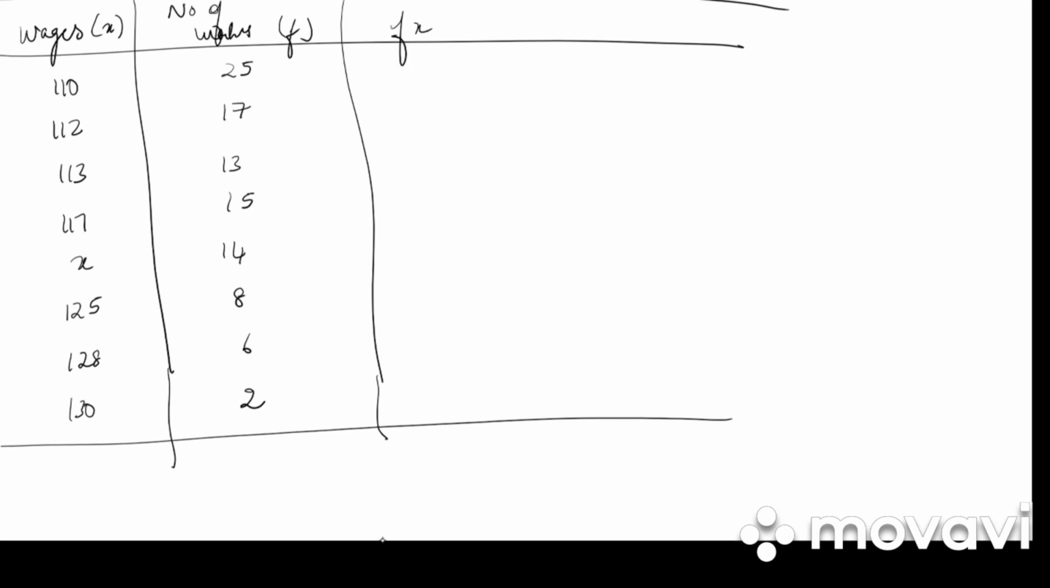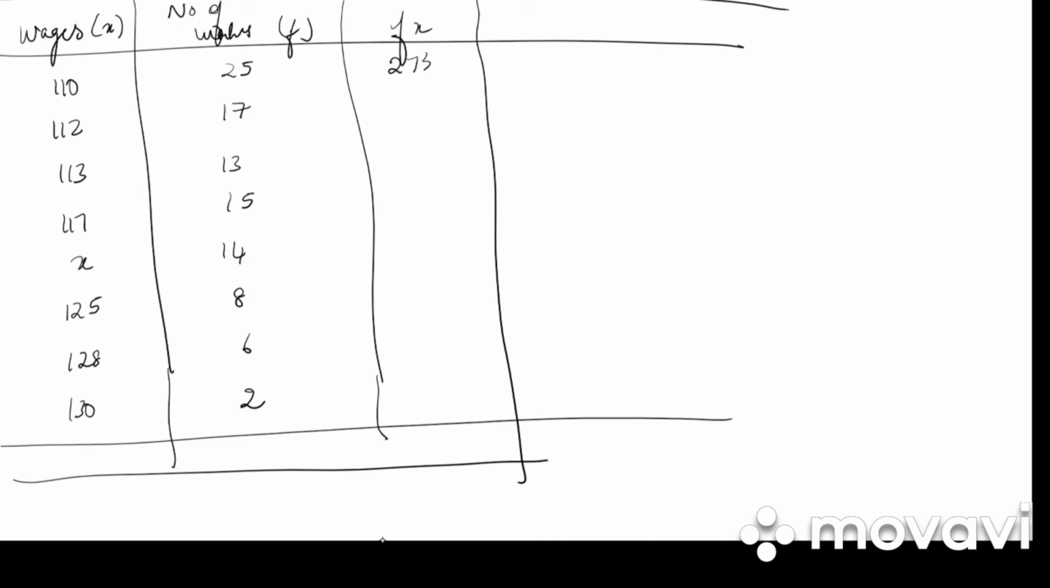Next we need to find f into X. 110 into 25, 2750. 112 into 17, 1904, 1469, 1755, 14x, 1000, 768, 260. So what is summation f? It is 100. What is summation fx? It is 9906 plus 14x.